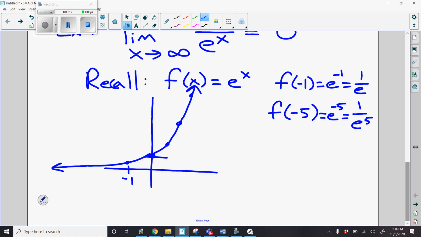Okay. So when we have e to the x, if our x is going to infinity, our function is going to infinity. But if x is going to negative infinity, then our function is actually going to 0. So e to the x can be a little bit of a tricky one. Okay, let's try another example here. We'll come back to that in a second.